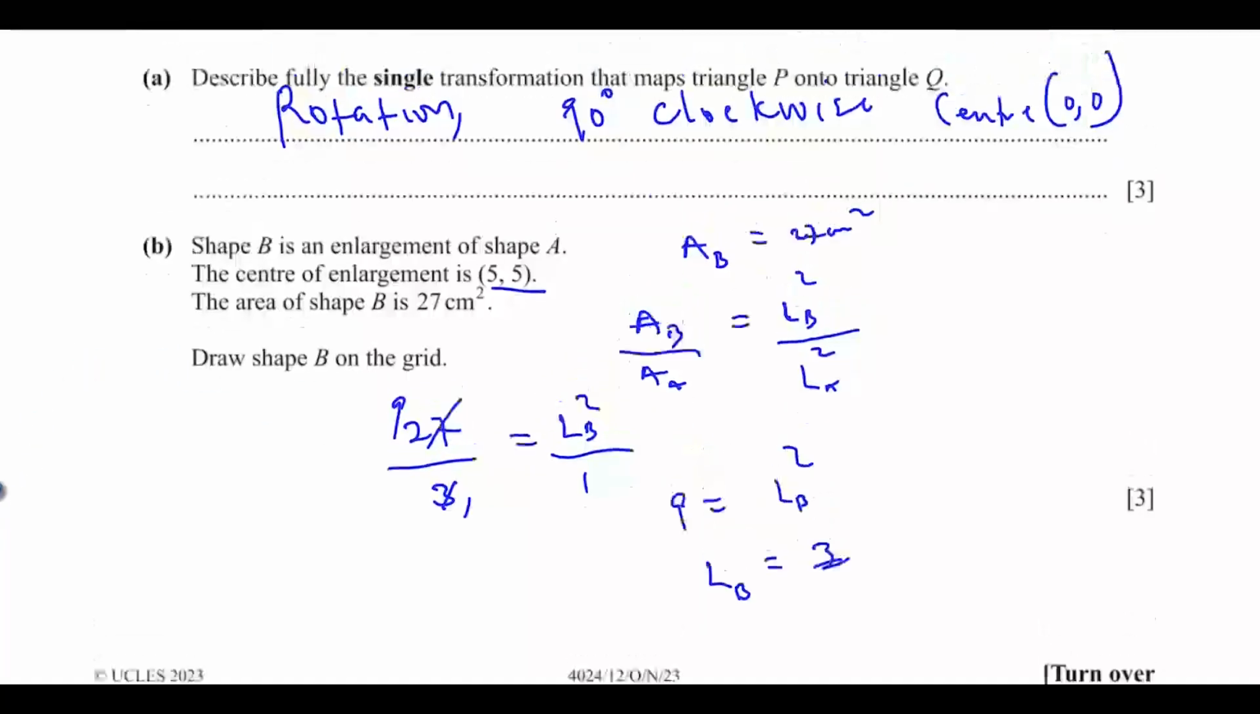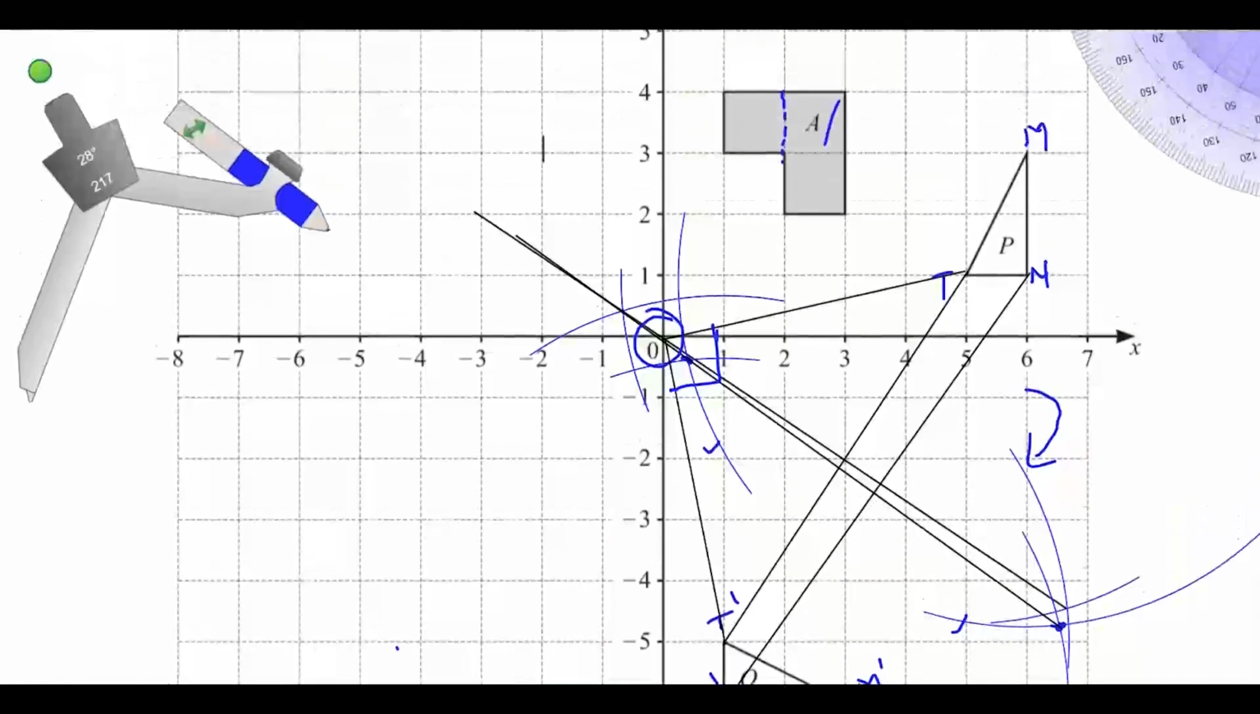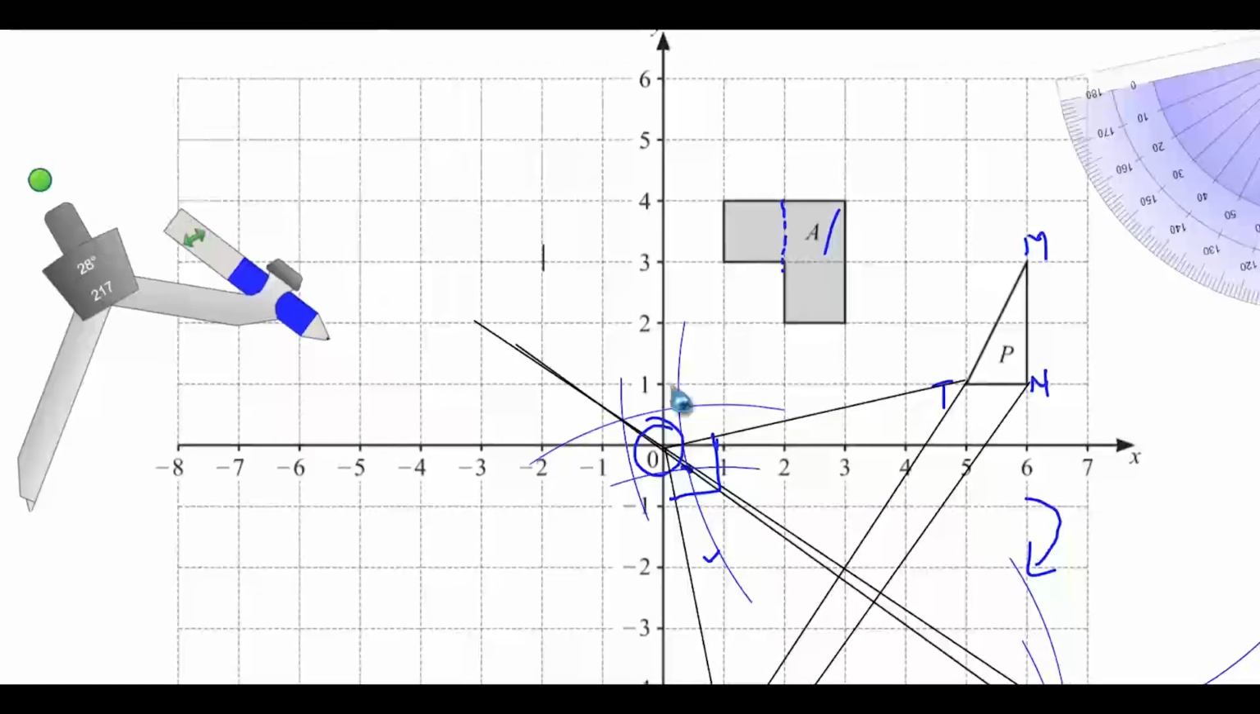So now we can go to the grid. The center of enlargement is x equals to 5, y equals to 5. To be this point now.